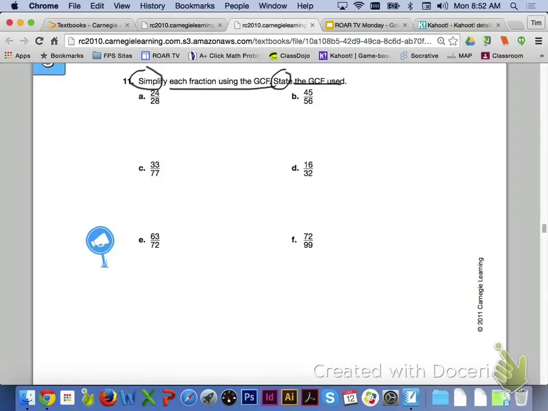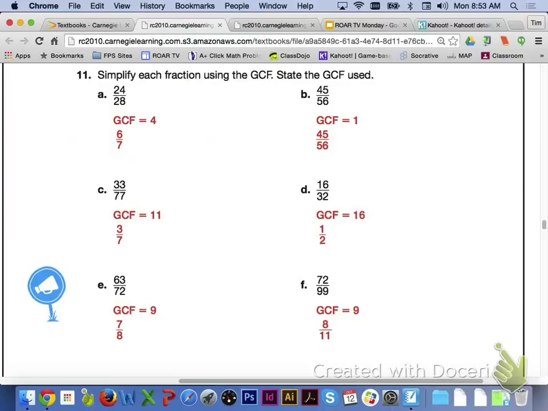For number 11, something similar to what we did on the previous page, we are going to simplify each fraction now just using the GCF, and we also want to state the GCF that we used. So finish up with letters A through F. Letter A, our GCF is 4, so our fraction is 6/7. Letter B, GCF is 1, so our fraction is 45/56. Letter C, our GCF is 11, so our simplest form fraction is 3/7. Letter D, GCF is 16, 1/2 is our answer. Letter E, GCF is 9 for 7/8. And letter F, our GCF is also 9 for a simplest form fraction of 8/11.